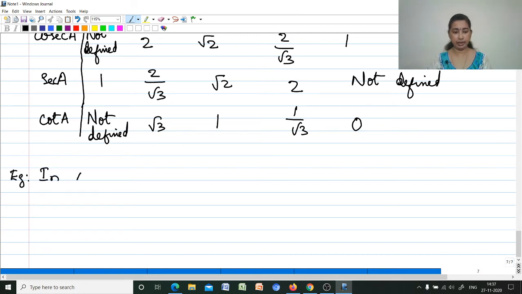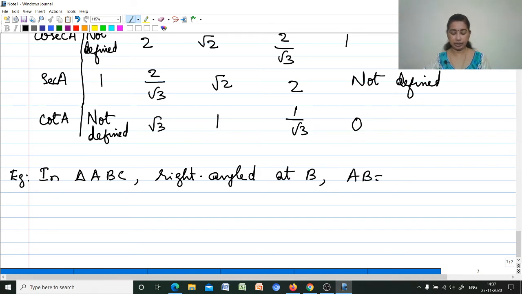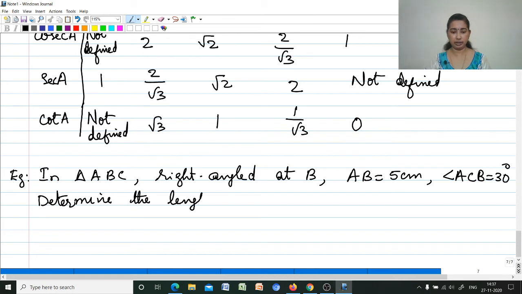In triangle ABC, right angled at B, AB is equal to 5 centimeter and angle ACB is equal to 30 degree. Determine the lengths of the sides BC and AC.